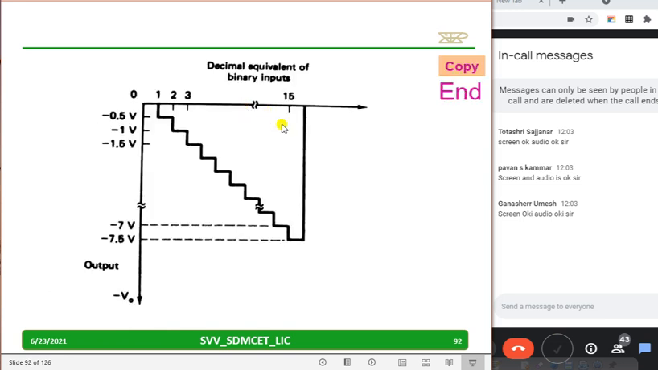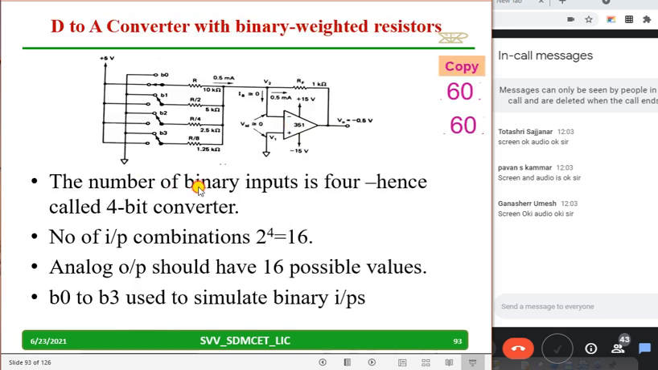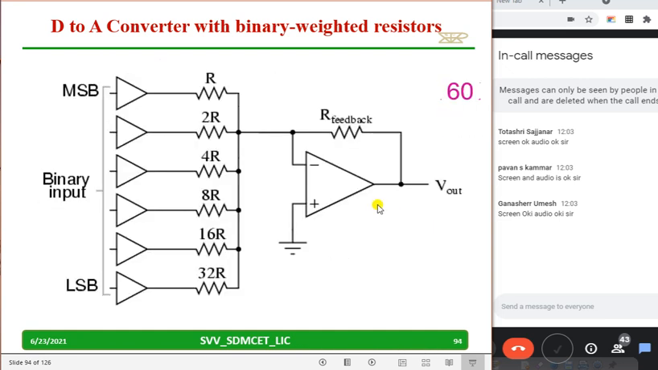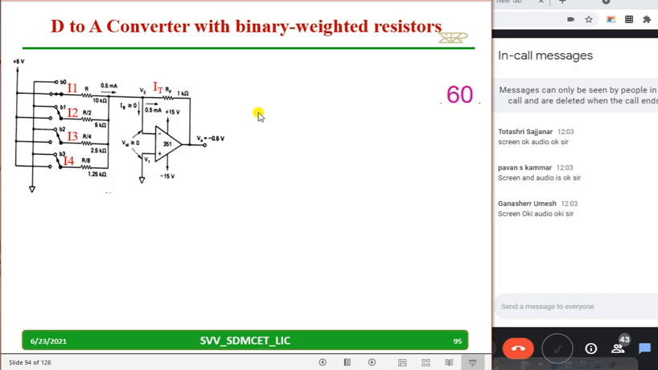So the number of binary bits, we have discussed already, is a 4-bit converter, because I am giving 4 bits, and 2 raised to 4, totally 16 combinations will be there. I can switch on, switch off, I can have a 0 or 1, B0 up to B3, total 16 possible values. Even some books explain R, 2R, 4R, 8R like that, instead of multiplying, I have divided. Anything is okay, in some books you may find it like this, but the concept remains the same.